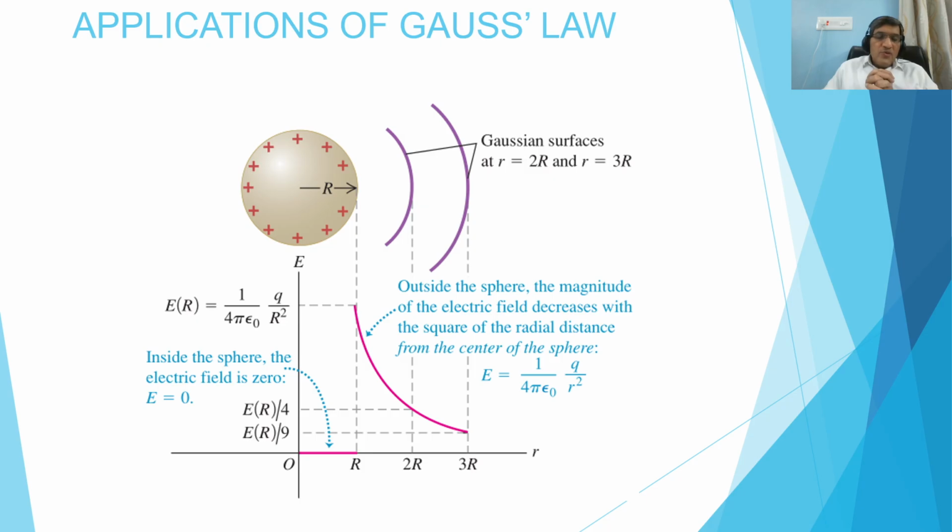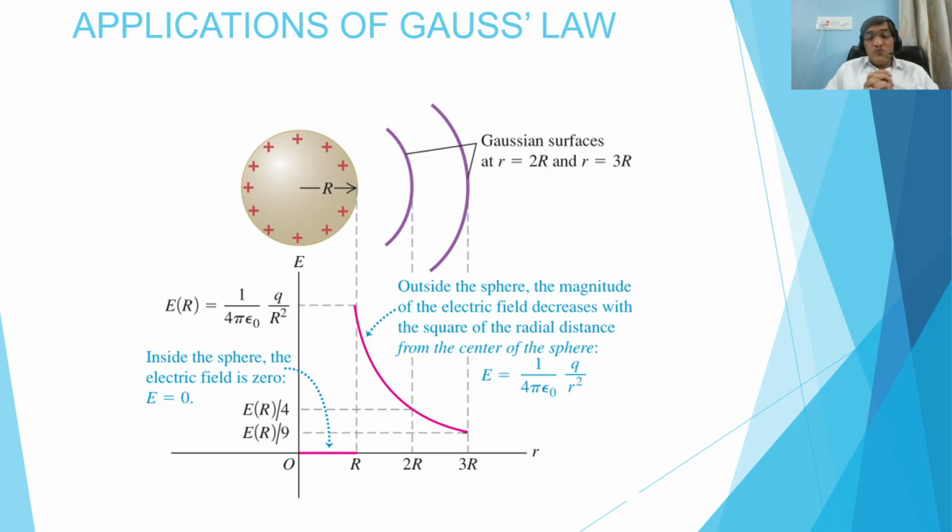Now, as you see by the red line, from 0 up to capital R we have no value of the electric field. It is 0. This shows that it is a conductor, and we know very well the electric field inside the conductor is 0. Now, if we move further, the electric field decreases, which is shown by the dotted curved red line outside the sphere. The magnitude of the electric field decreases with the square of the radial distance from the center of the sphere.